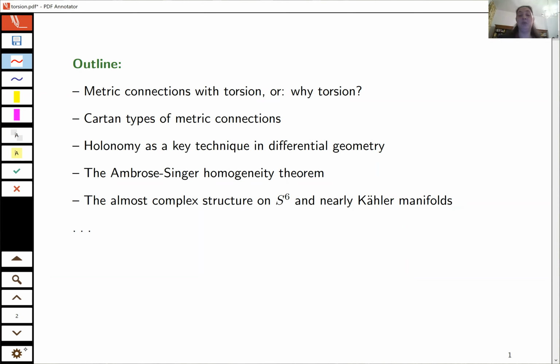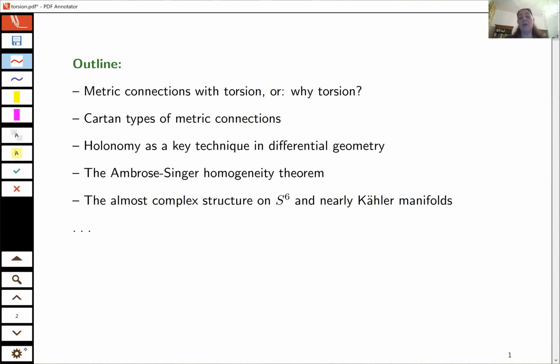Okay, so I have a very brief outline here, which first introduces the basic notions and concepts about metric connections with torsion and tries to give a first answer to the question, why should we have a look at torsion? We say something about the Cartan types of metric connections and what role torsion plays in this context. Then we shift a little bit the point of view, and we have a look at holonomy as being a key technique in modern differential geometry. And so connections with torsion bring a new aspect into this approach.